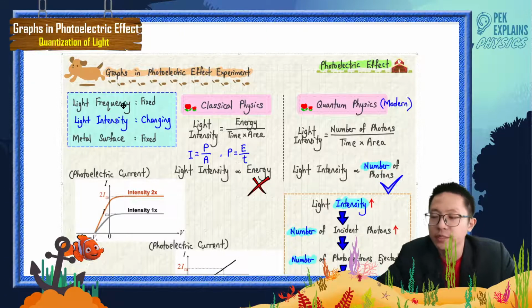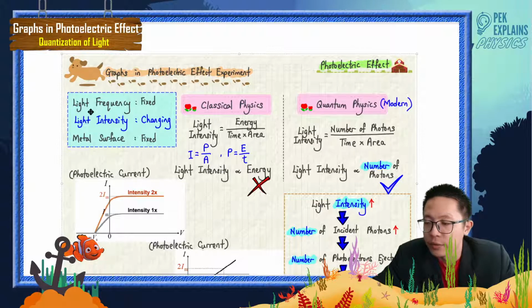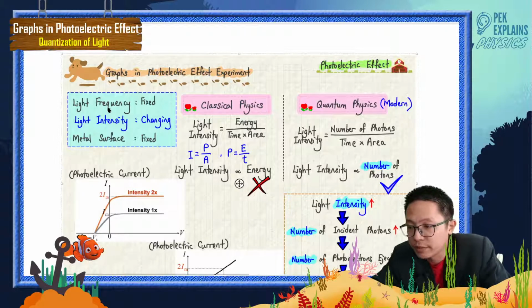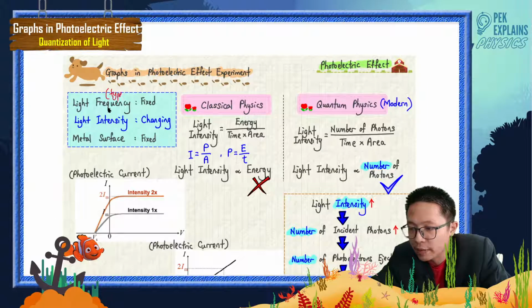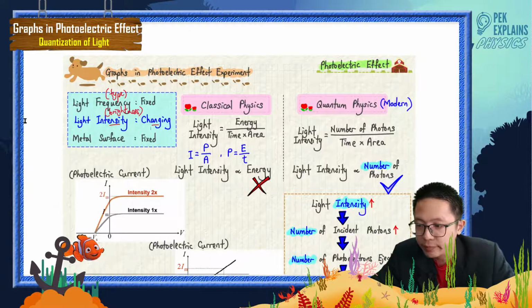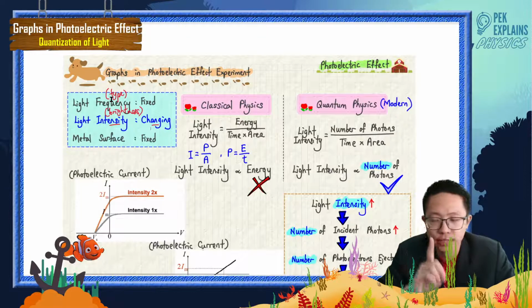So first of all, the first condition is I fix the frequency. I fix the frequency means I fix the type. I use the same type of light. Okay, I just write here: I fix the type of light. Intensity is the brightness. So now I change the brightness of light, but I fix the type of light.